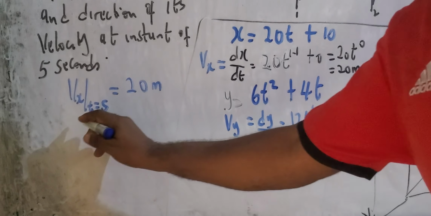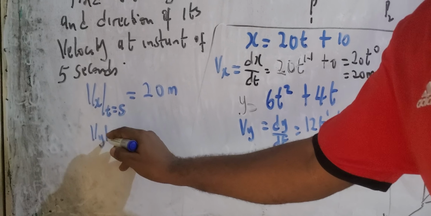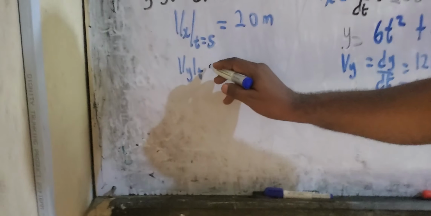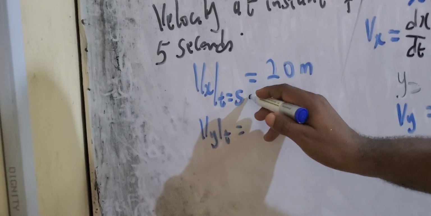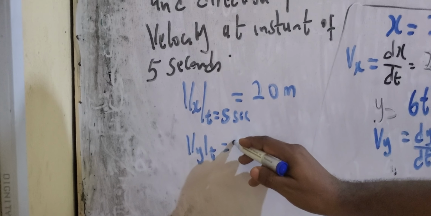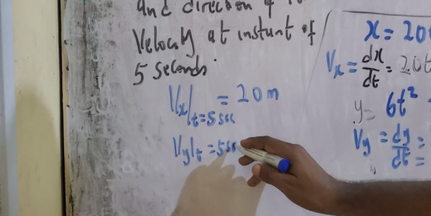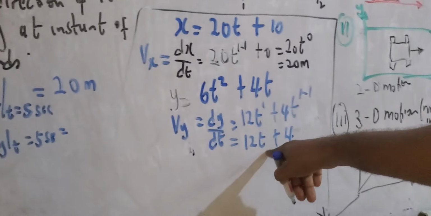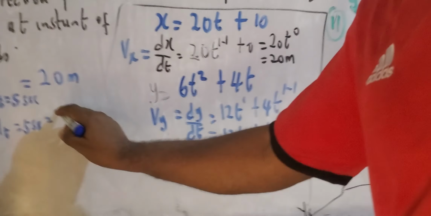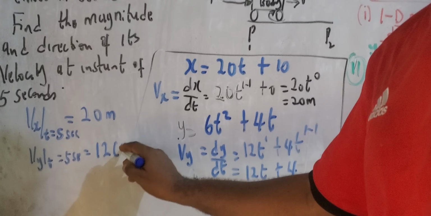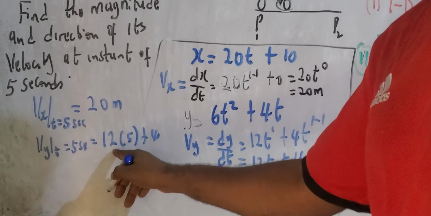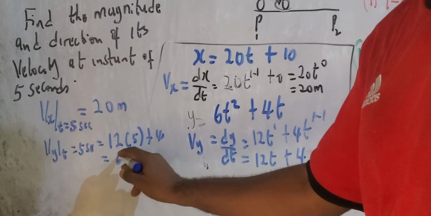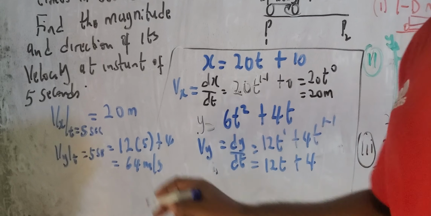Now, along the y-axis, the velocity vy at an instance of when the time is 5 seconds. When the time is 5 seconds, we substitute 5 for t in the velocity here. So it's going to be 12 times 5 plus 4. 12 times 5 gives us 60. 60 plus 4 gives us 64 meter per second.